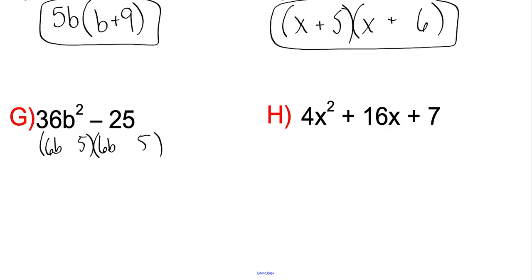Gosh, I did it again. One of these has to be a positive, one of these has to be a negative. Okay? And that's my difference of squares pattern.